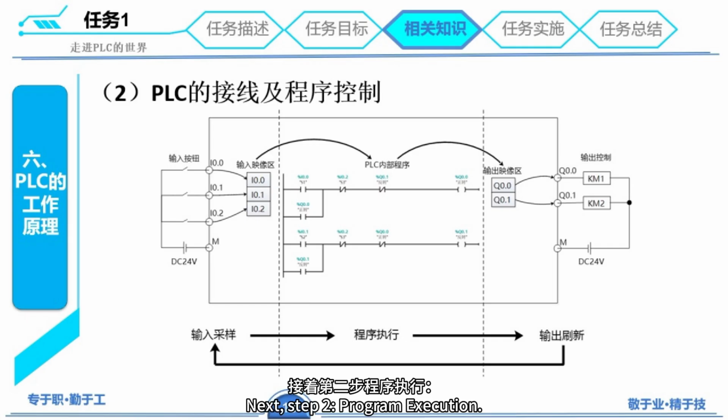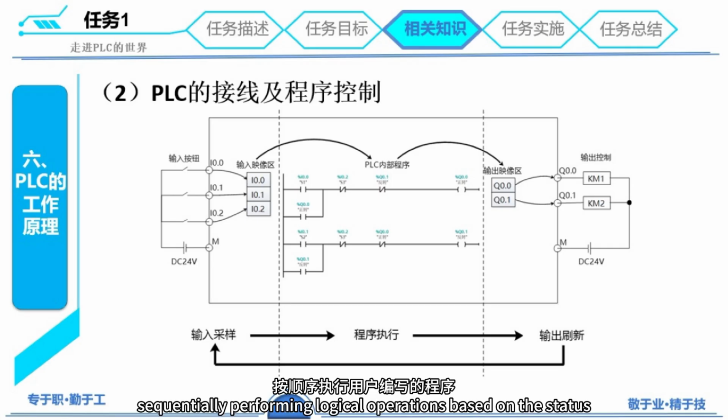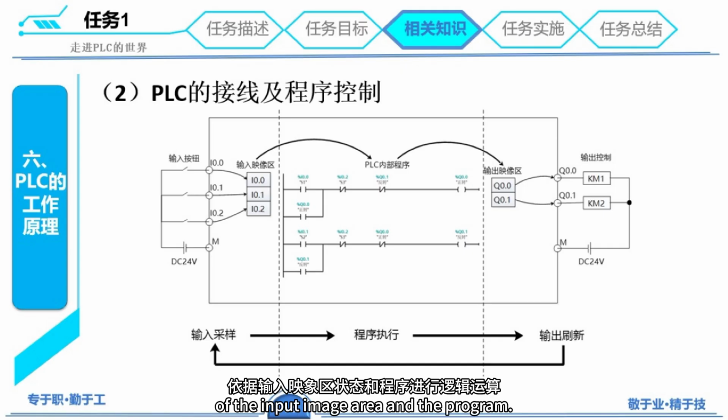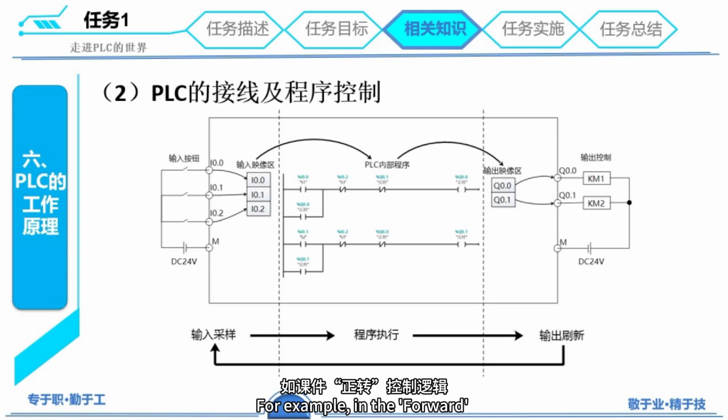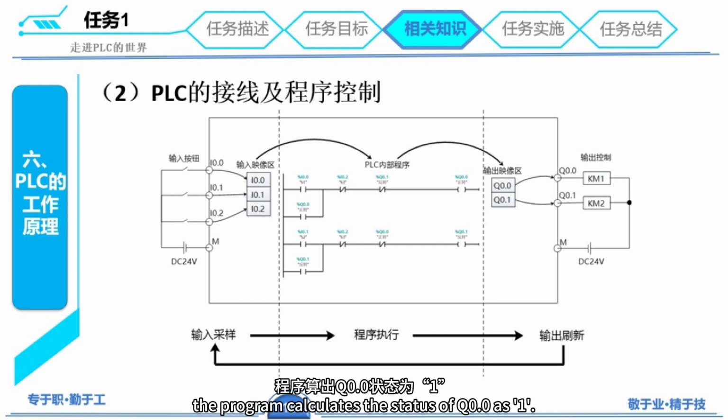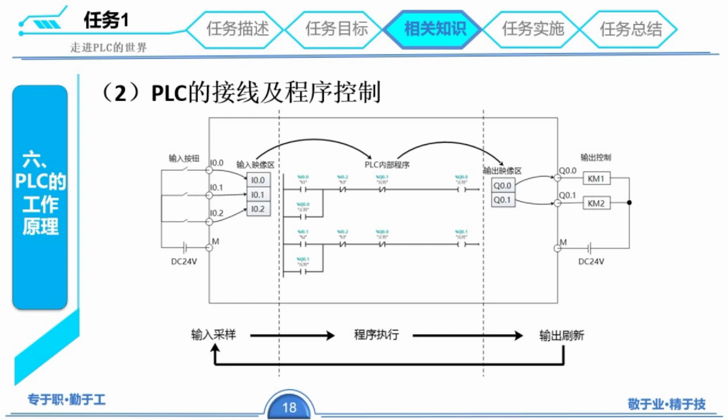Next, Step 2, Program Execution. The PLC executes the user-written program starting from the first instruction, sequentially performing logical operations based on the status of the input image area and the program. For example, in the forward control logic in the courseware, when I0.0 is pressed and I0.1 and I0.2 are not pressed, the program calculates the status of Q0.0 as 1.